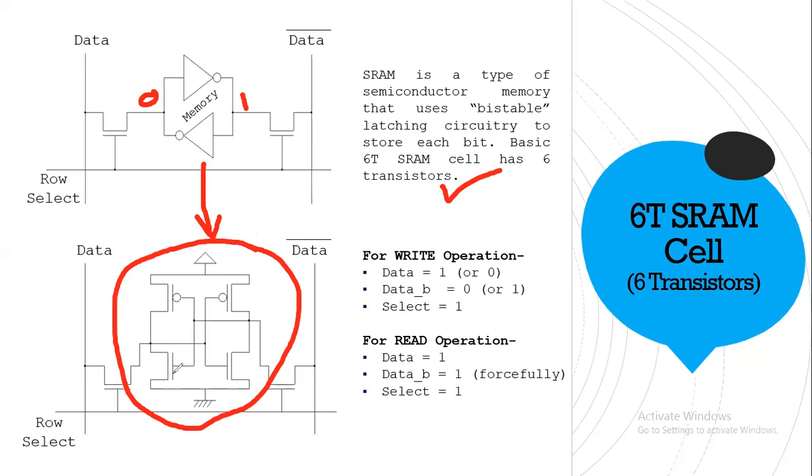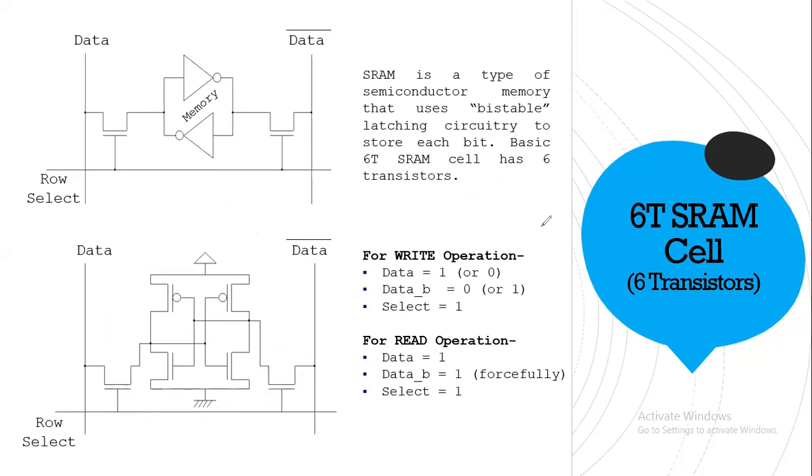Here you can see you have 6 transistors. Now, how will you write and read from here? For the write operation, let's say you want to store a 1. You will give data equal to 1 here, or 0 if you want to store a 0. The data bar should be 0, because it is data bar. If data is 1, data bar should be 0. If data is 0, data bar should be 1. That's why it is called data bar.